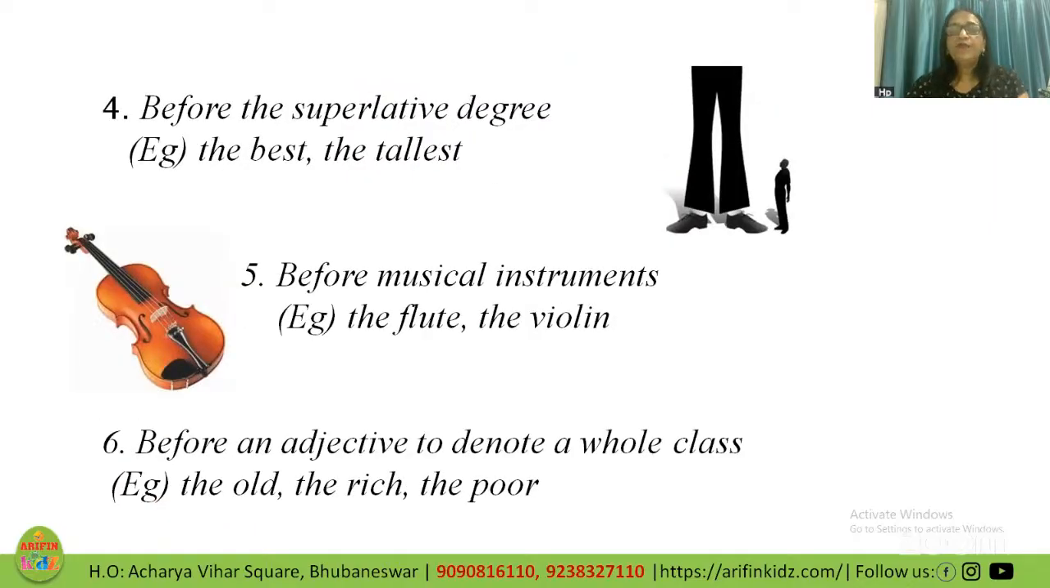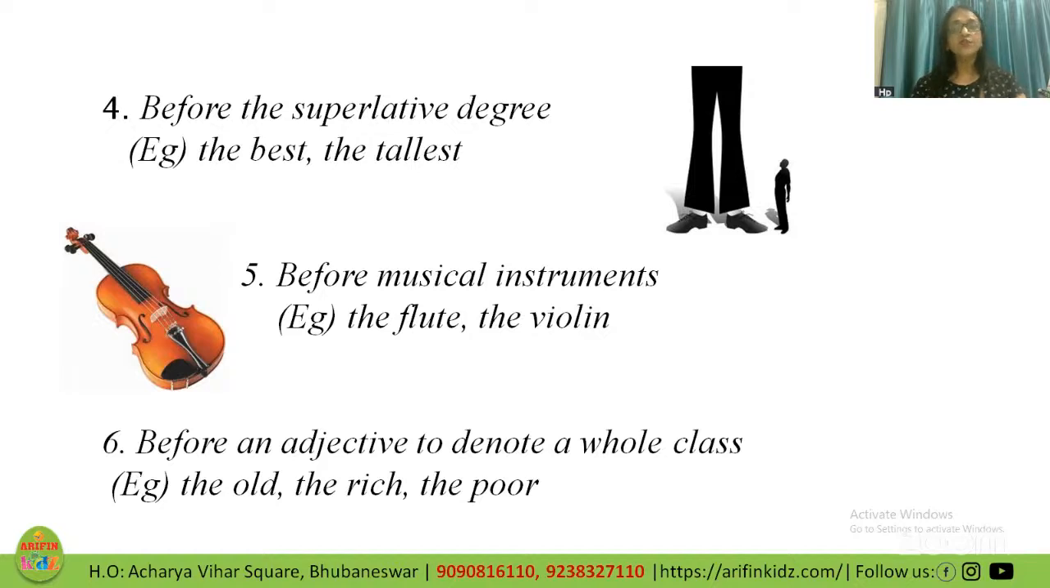Another thing, before the superlative degree. Children, you may not know the superlative degree, but when I taught adjectives, I discussed a little bit, like positive, comparative, and superlative. Like tall, taller, tallest. Tall is the positive word. When we compare between two, then it will be taller. Suppose I give one example. Rohan is a tall boy. Ashok is taller than Rohan.